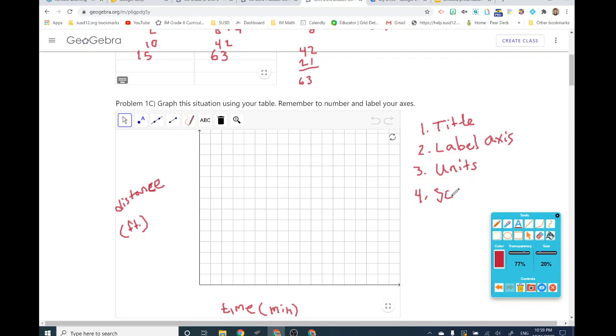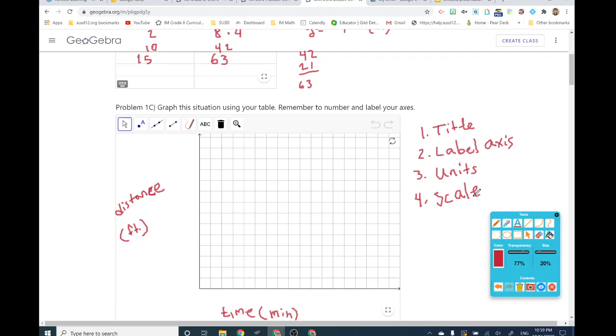Do you remember what scale is? Oh, I can't even remember how to spell it. Every time I talk and write, I'm full of mistakes. Okay, you must have the scale on your graph.